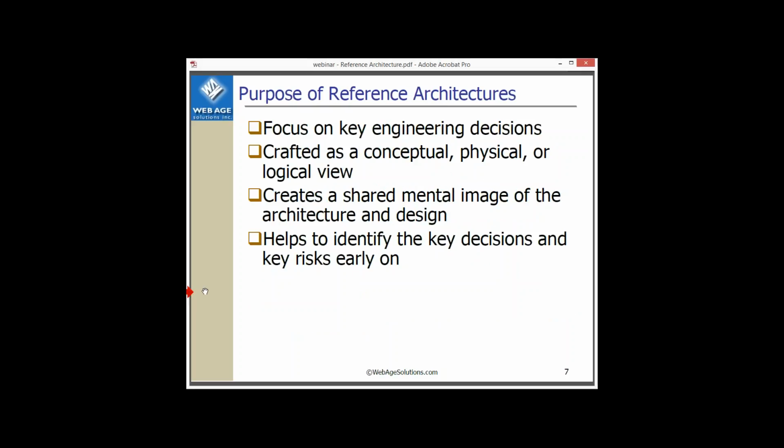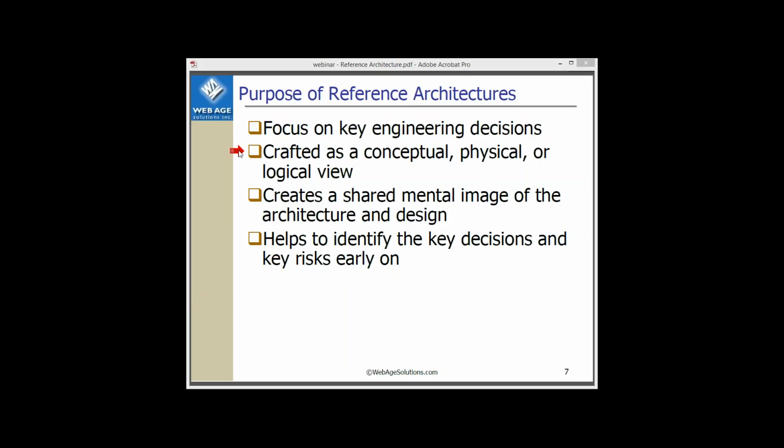So if we think about the basic purpose of what we're trying to do when we lay out a reference architecture for people to use in their design and development work, we're trying to focus on the key decisions. We're trying to stay out of the weeds and not get down into too much detail, but focus on what we consider to be the architecturally significant considerations, which oftentimes have to do with following standards that will allow us to integrate systems together effectively.